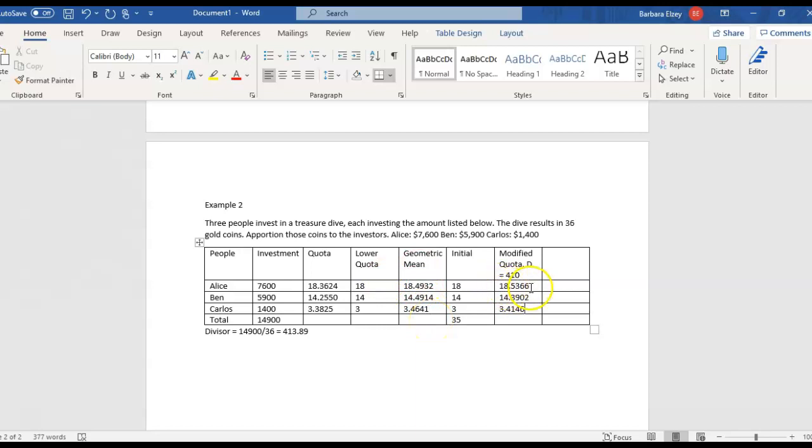Okay, so now we're going to compare this modified quota to the geometric mean using the same rules we did before. If the quota is higher, we will round up. If the quota is smaller, we'll round down. So if we compare this one to the geometric mean, let's notice that 5366 is higher than 4932, so we're going to round up to 19. This one, 3902, is smaller than 4914, so we're going to round down to 14. And then 4146 is smaller than 4641, so again we're going to round down. And now if we add these up, we have managed to allocate 36 of them. Of course, I can call this my final allocation because they are all allocated.